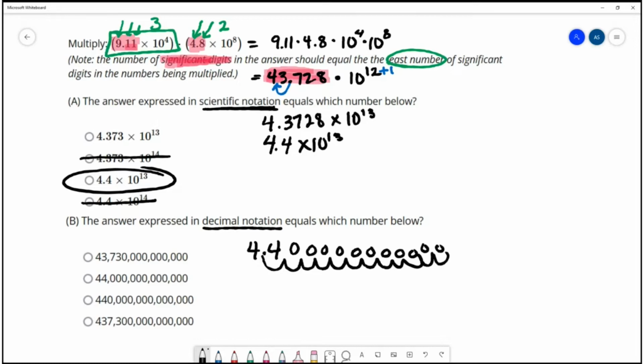12 zeros. Maybe I didn't do enough zeros. Let me check. We did. 1, 2, 3, 4, 5, 6, 7, 8, 9, 10, 11, 12. We should do 13. So let me double check. 1, 2, 3, 4, 5, 6, 7, 8, 9, 10, 11, 12, 13. So that's 12 zeros.